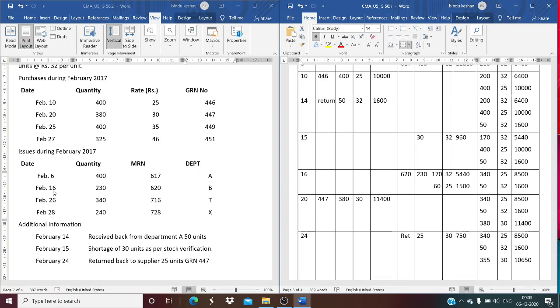Now on the next date as per the information given is 16th February. There is an issue of 230 units. So the MR number is 620. 230 units are issued.